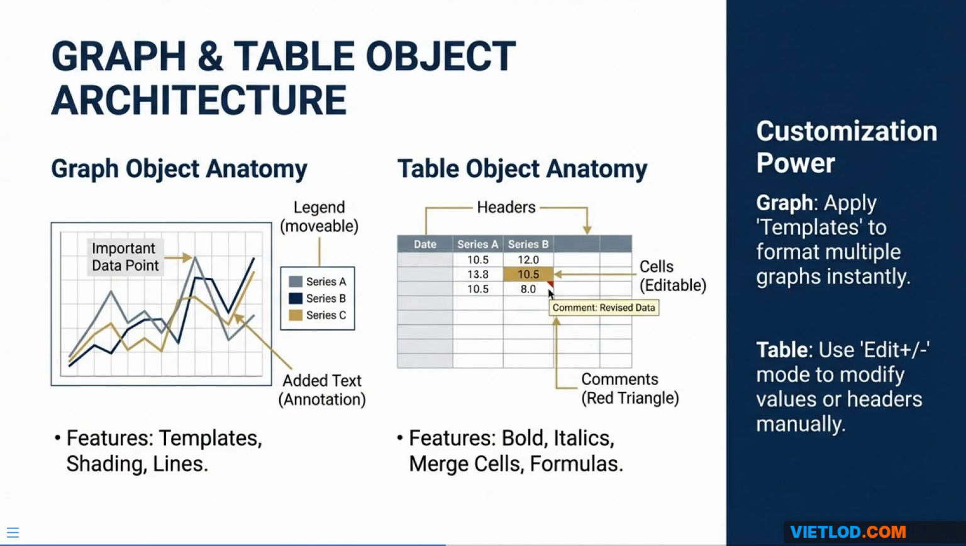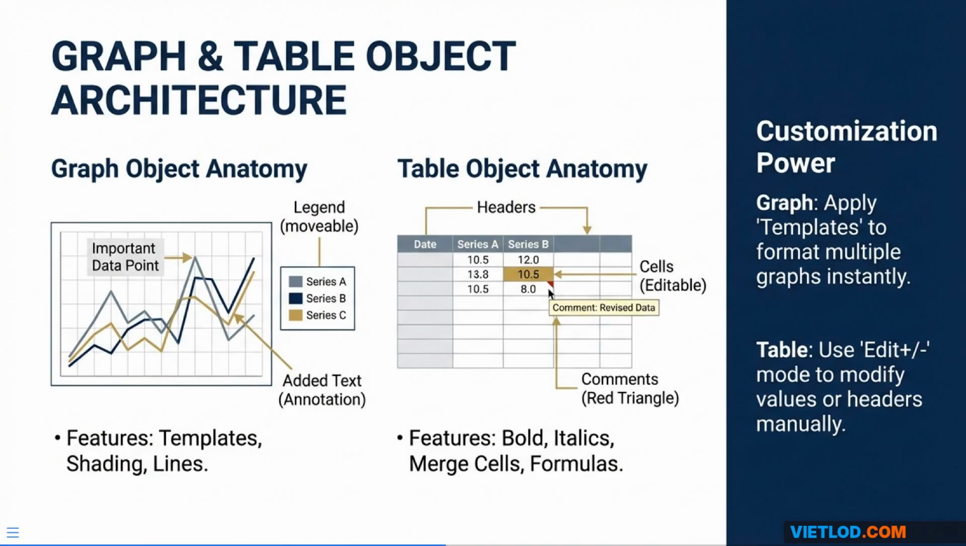On the right, we examine table objects. These are also highly flexible, allowing for editable cells, the use of headers, and the addition of comments, indicated by a small red triangle, to provide context for specific data points. The features listed for tables include bolding, italics, merging cells for better organization, and even using formulas for dynamic content.